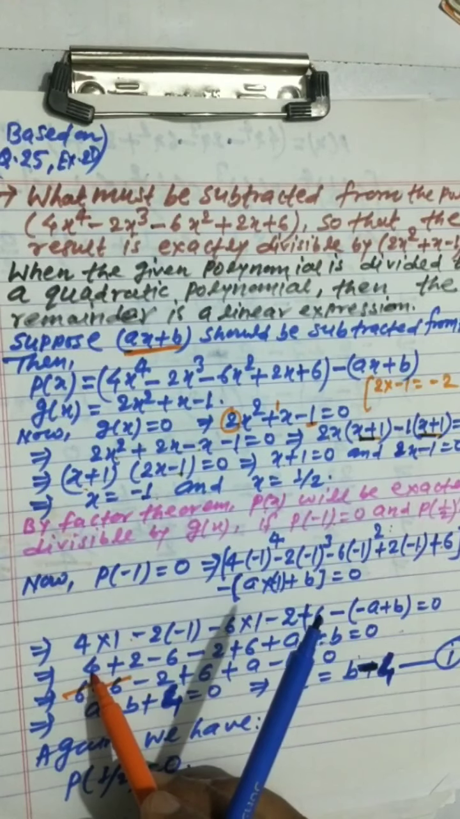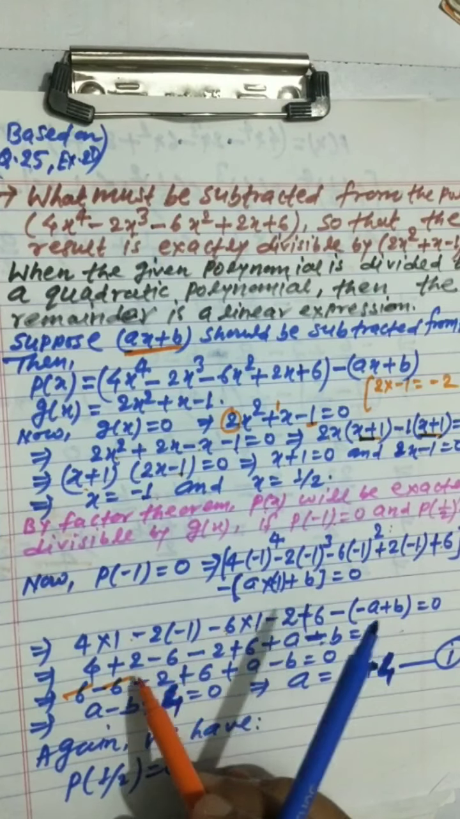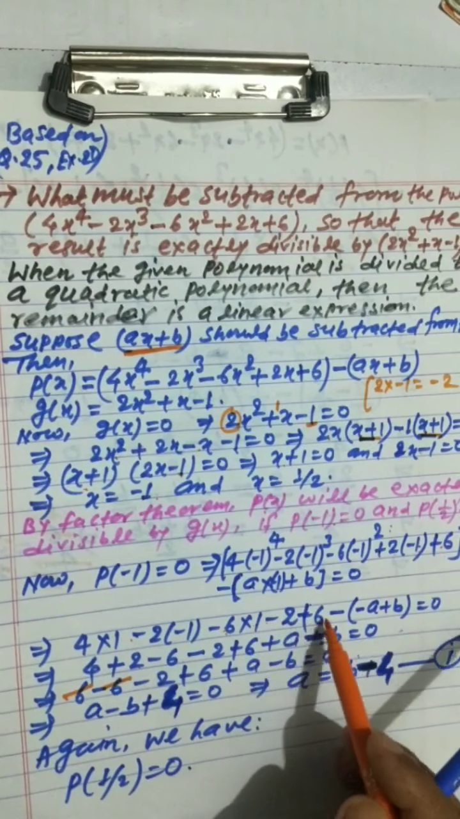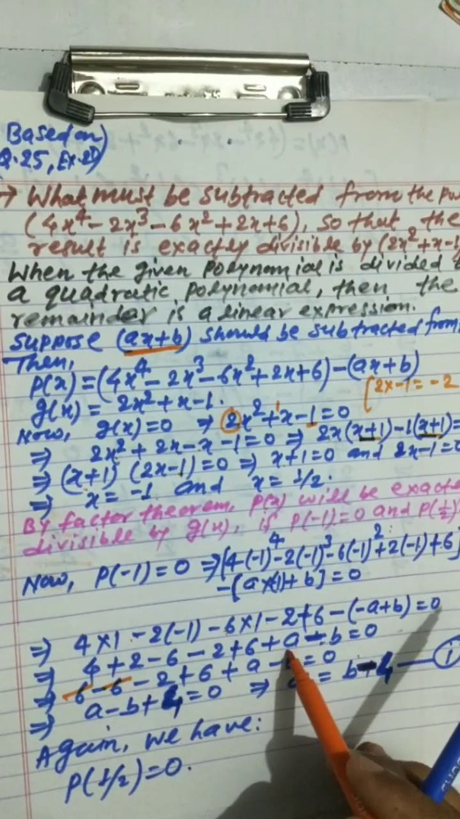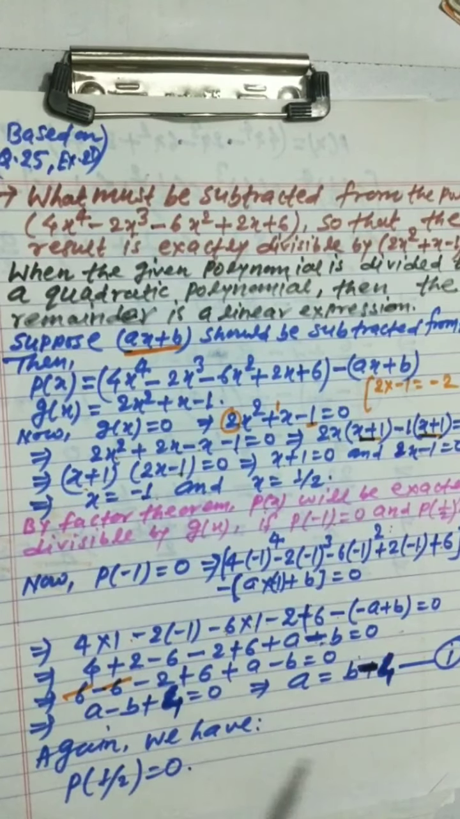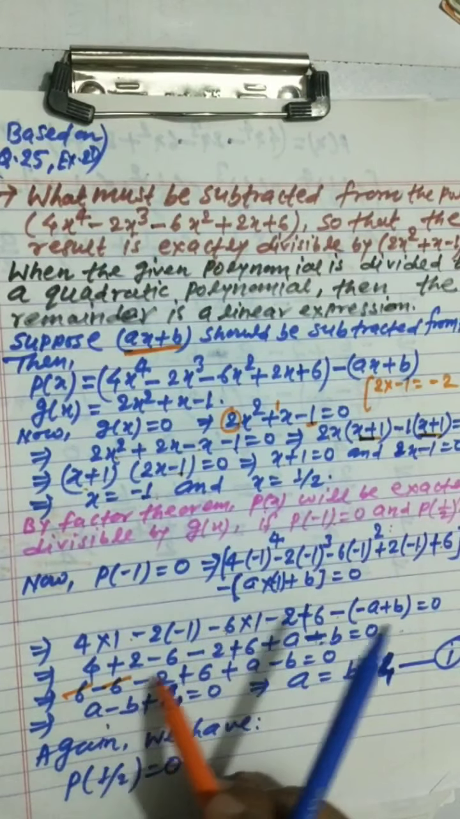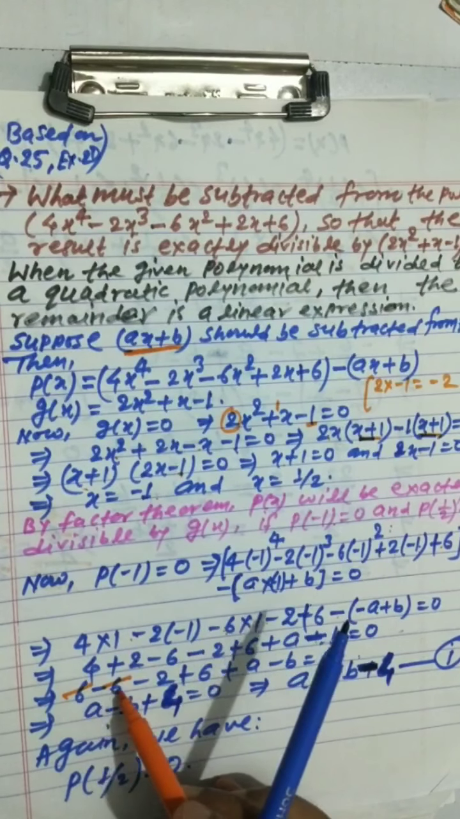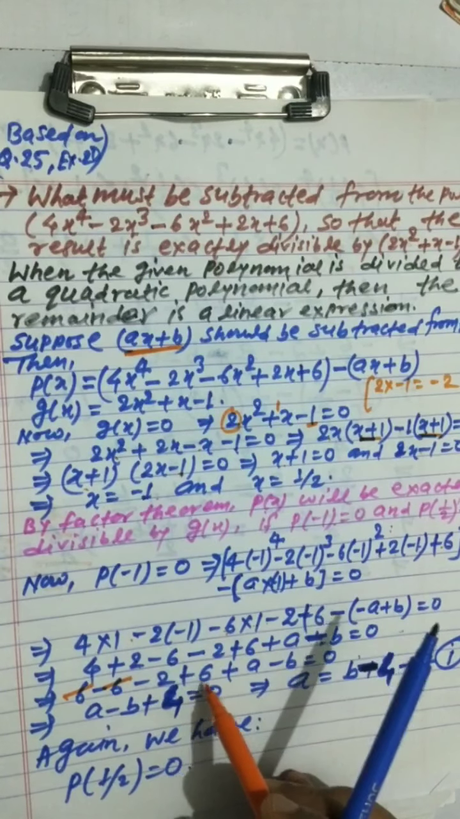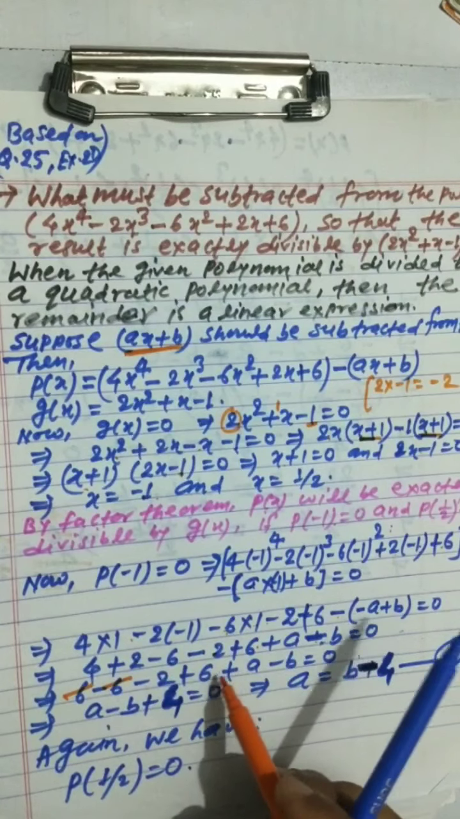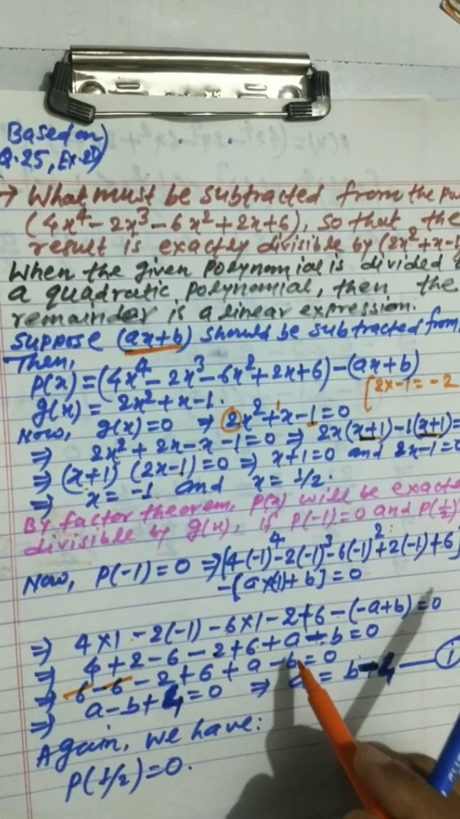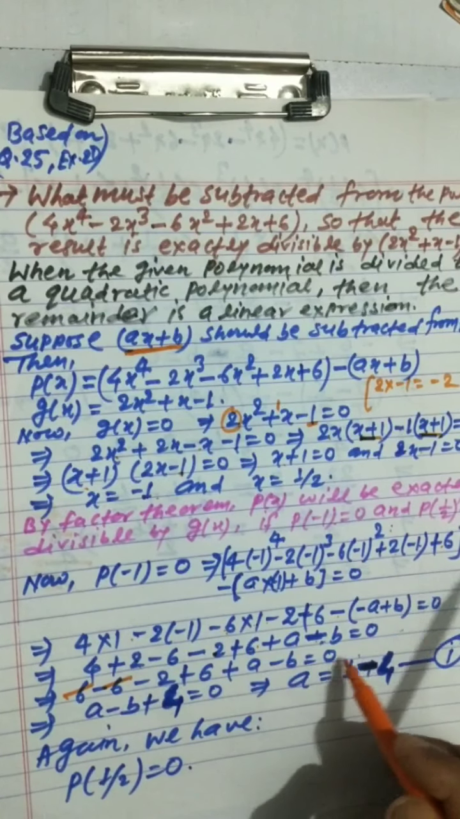So 4 multiplied by 1 will be 4, minus 2 multiplied by -1 will be plus 2, minus 6 multiplied by 1 will be -6, and -2 plus 6, and minus when multiplied by minus it will be plus a, and plus multiplied by minus will be minus b is equal to 0. Now 4 plus 2 is 6 and minus 6, so this 6 and minus 6 will be cancelled, and then we have -2 plus 6 plus a minus b is equal to 0.